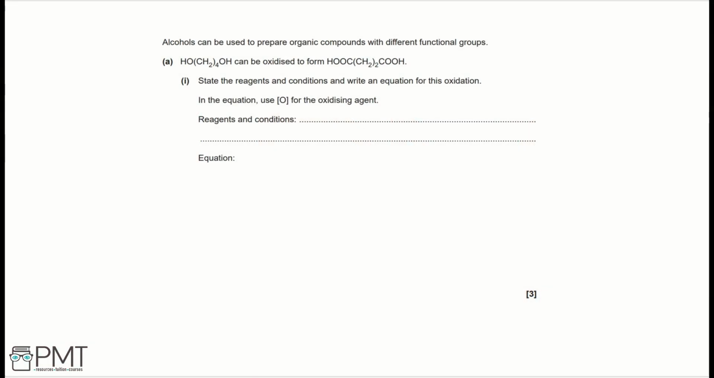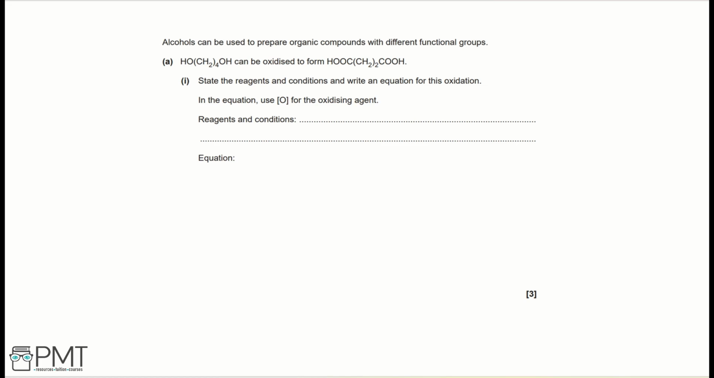Alcohols can be used to prepare organic compounds with different functional groups. Part A. HOCH2(CH2)4OH can be oxidized to form HOOCCH2(CH2)2COOH. Part 1. State the reagents and conditions and write an equation for this oxidation. In the equation, use [O] for the oxidizing agent.